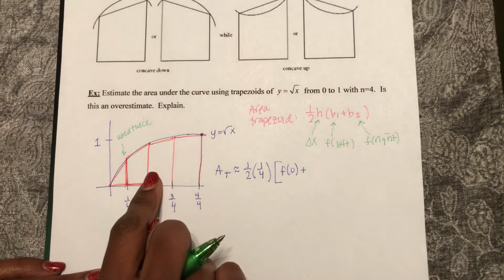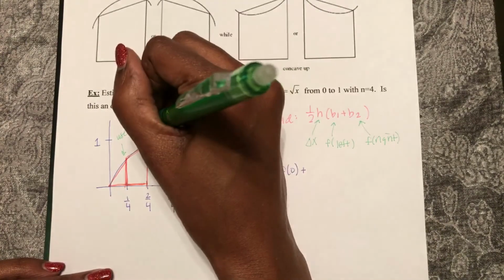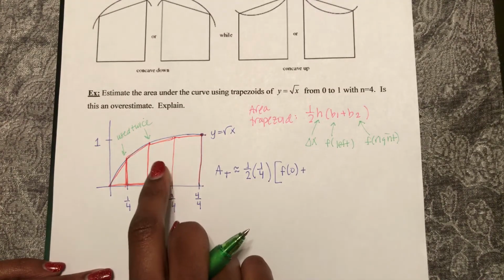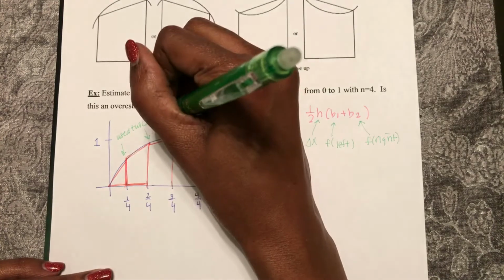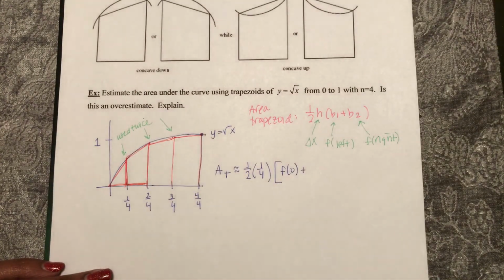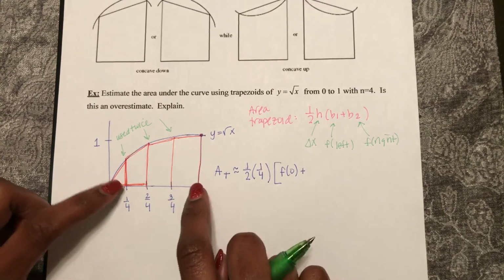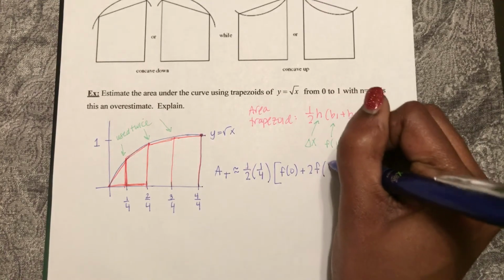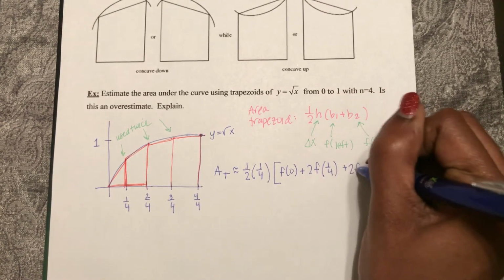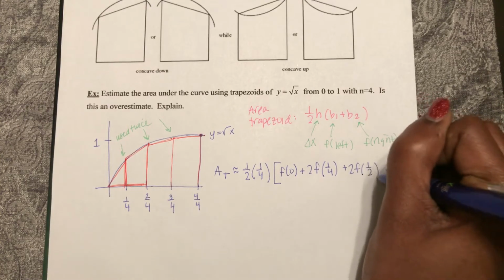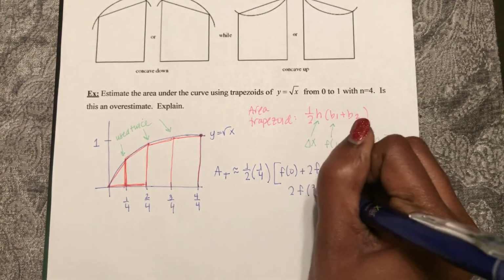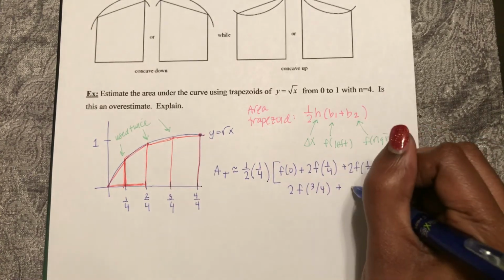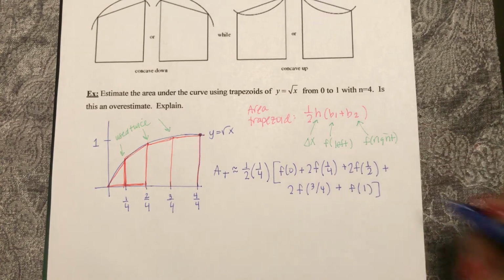Same thing for this side. It's in this trapezoid and this trapezoid, so it's going to be used twice. Same thing for this side here. It's included as a base in this trapezoid and this trapezoid, so it's going to be used twice. The only points that aren't used twice are your endpoints. So I'm going to have 2f of 1/4 plus 2f of 1/2 plus 2f of 3/4. And then finally, this last piece is only in one trapezoid, f of 1.